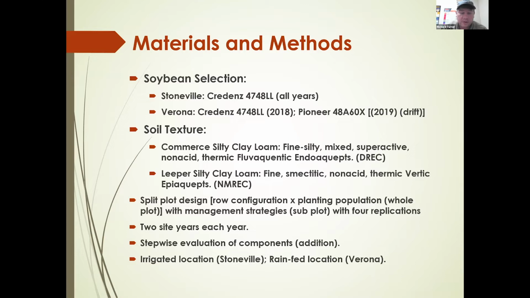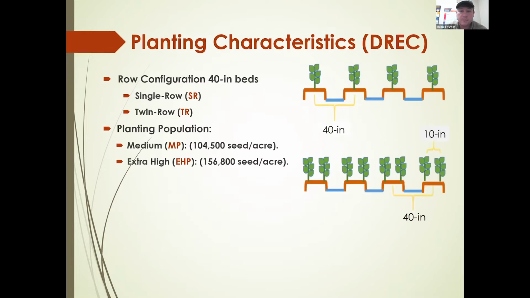The layout of our design was a split plot design, row configuration by planting population, and then our subplot was our actual management strategies placed on top of our whole plot design. We had 2 site years each year, so in theory, we were going to have an addition and an omission study, but later on, we just combined those. We wanted to do a stepwise evaluation of components, and the irrigated location site was at Stoneville, and the rain-fed site was at Verona.